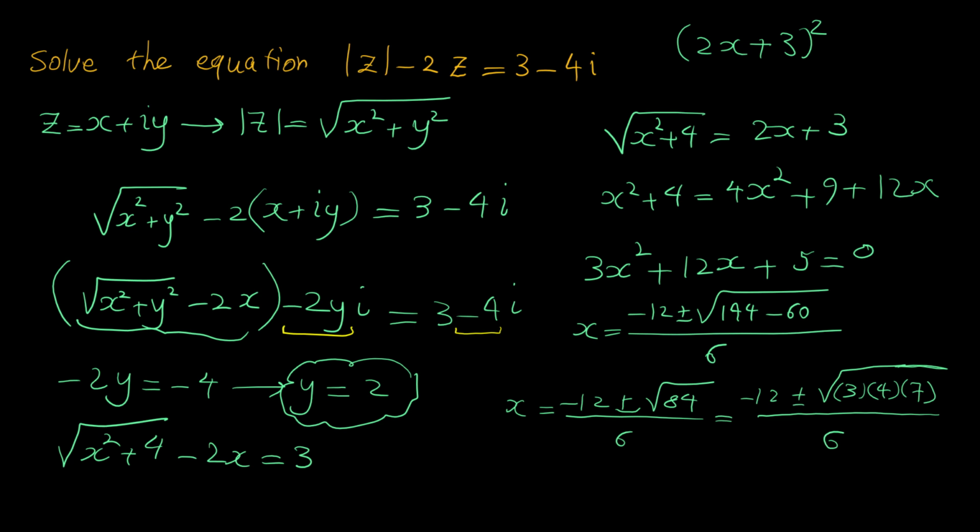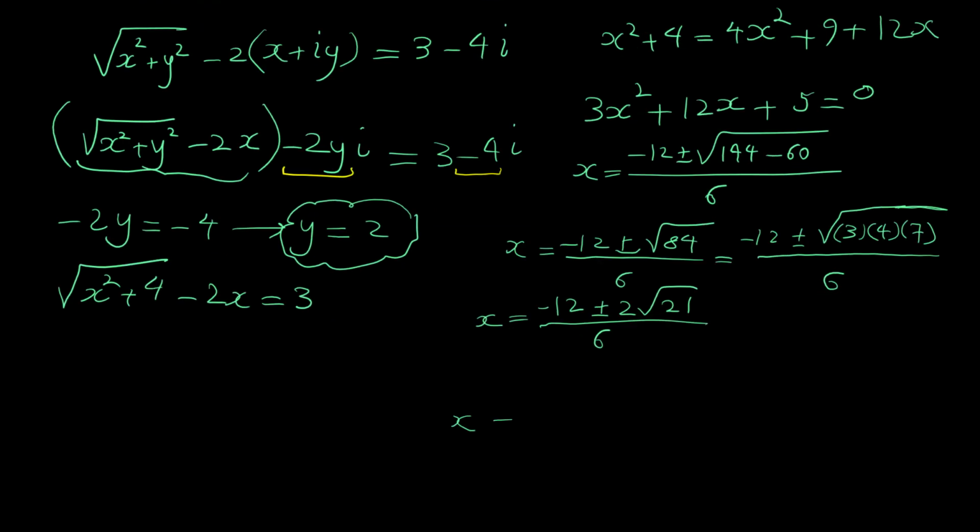The only thing that we can bring out of the radical is 4. The square root of 4 is 2. So x equals -12 plus minus 2 radical 21 divided by 6. If we divide numerator by denominator, x equals negative 12 over 6 is negative 2. 2 divided by 6, we can cancel a 2 from numerator with denominator. Then we have plus minus radical 21 divided by 3.